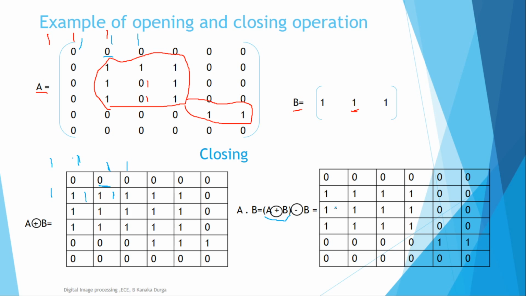The resultant matrix of the closing will be equal to 0 0 1 1 1 1 1 0 0 1 1 1 1 0 0 1 1 1 1 1 0 0 0 0 0 0 1 1. The last row is all 0. So this is a closing. So we have to compare with respect to the image A what happened.